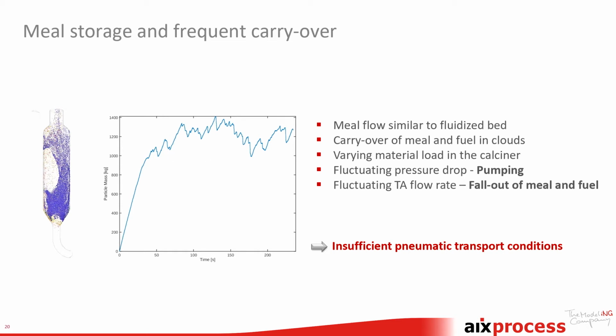So these are up to 400 kilograms within some seconds, and this is what they see as pumping and fluctuation of pressure. So the result is what the operators see is pressure fluctuations, but also fluctuations in flue gas composition. So this means that we have not only insufficient pneumatic conveying within the calciner, but we also have a maldistribution, which means that the reaction doesn't take place evenly over the cross section.